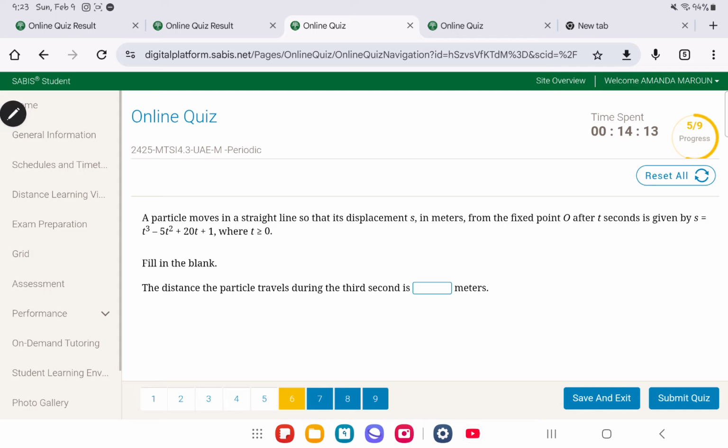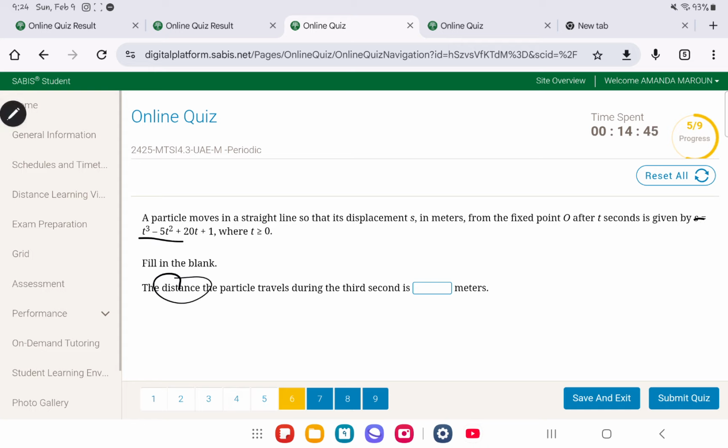A particle moves in a straight line so that its displacement s in meters from the fixed point O after t seconds is given by s equals t to the power of 3 minus 5t squared plus 20t plus 1, where t is between 0. They told us they need the distance the particle travels during the third second. Now here they're asking us for what? They are asking us for the distance, the velocity, or acceleration? For the distance.